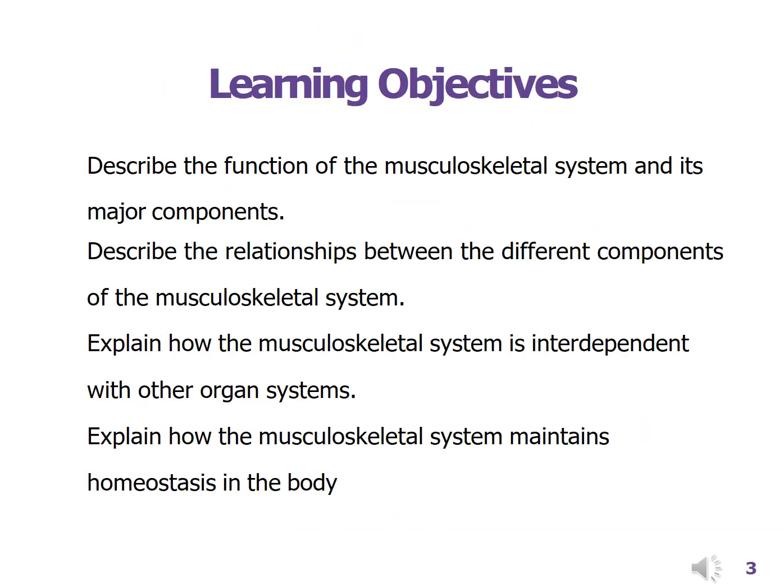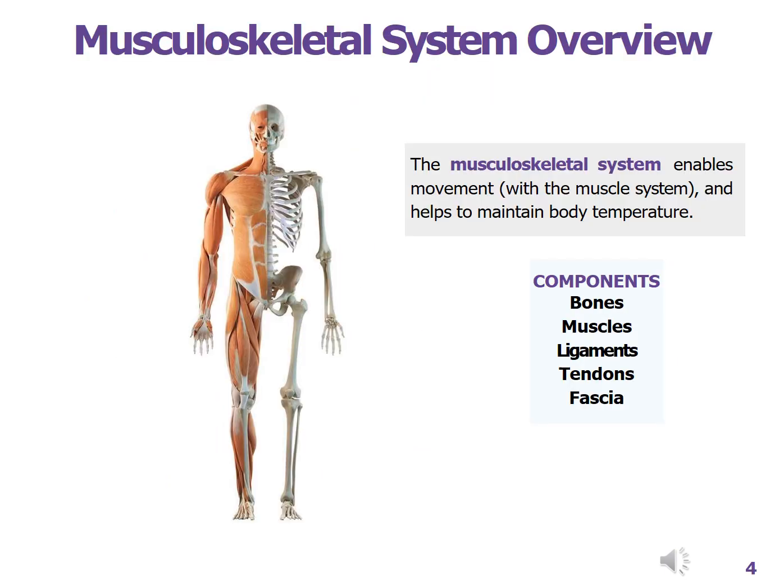Learning objectives. Describe the function of the musculoskeletal system and its major components. Describe the relationships between the different components of the musculoskeletal system. Explain how the musculoskeletal system is interdependent with other organ systems. Explain how the musculoskeletal system maintains homeostasis in the body.